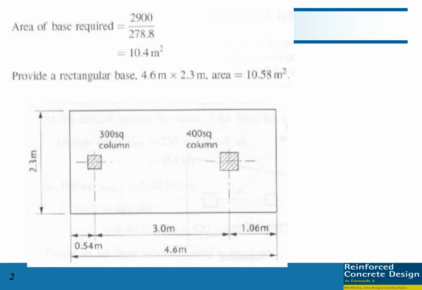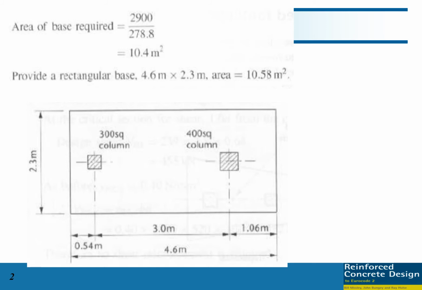First we need to calculate the area of the base of the footing. It is the serviceability load 2900 divided by the net soil bearing pressure 278.8 kPa. From this the required area is 10.4 square meter. Then we provide a rectangular base 4.6 multiplied by 2.3, as you can see in this plan. So the total area is 10.58 square meter, which is larger than 10.4 square meter. So this is sufficient.